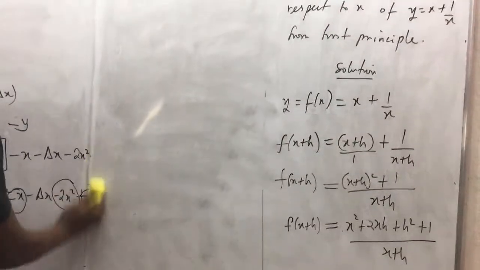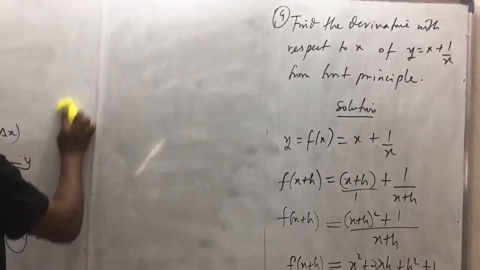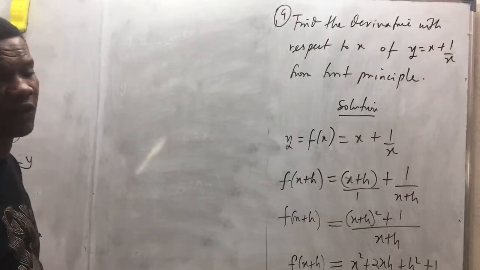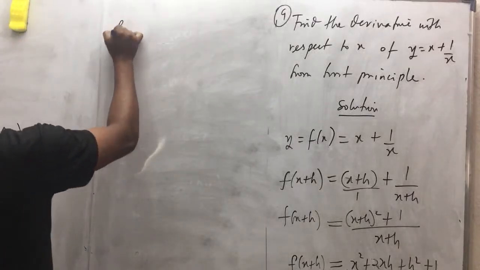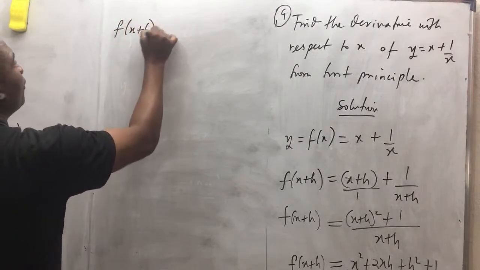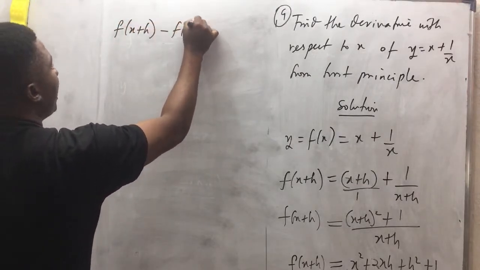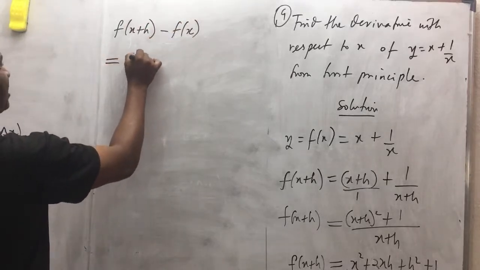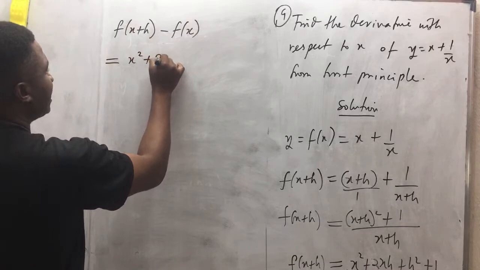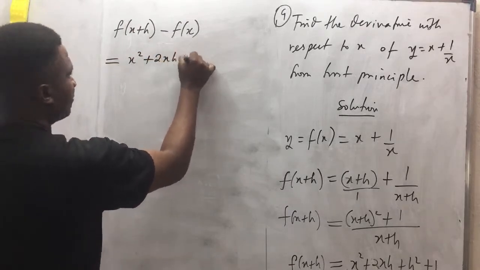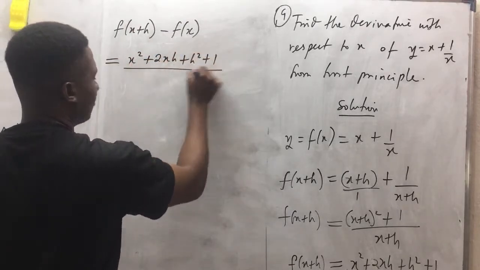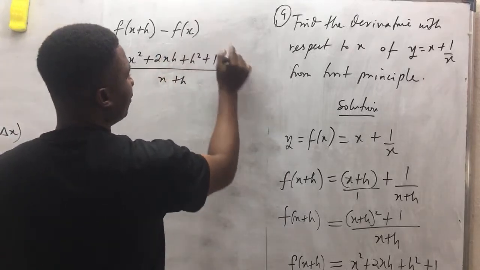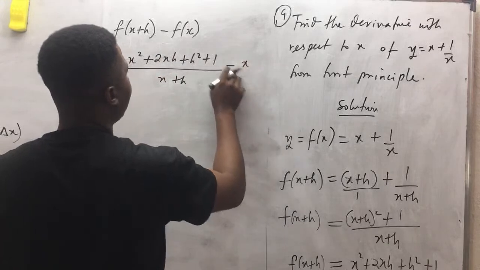So I'm going to do this. The next thing I'm going to do, now that I have an expression for f of x plus h, and I know the expression for f of x, I'm going to obtain an expression for f of x plus h minus f of x. That would mean writing this out, what I had as my f of x plus h minus what I was given as my f of x.